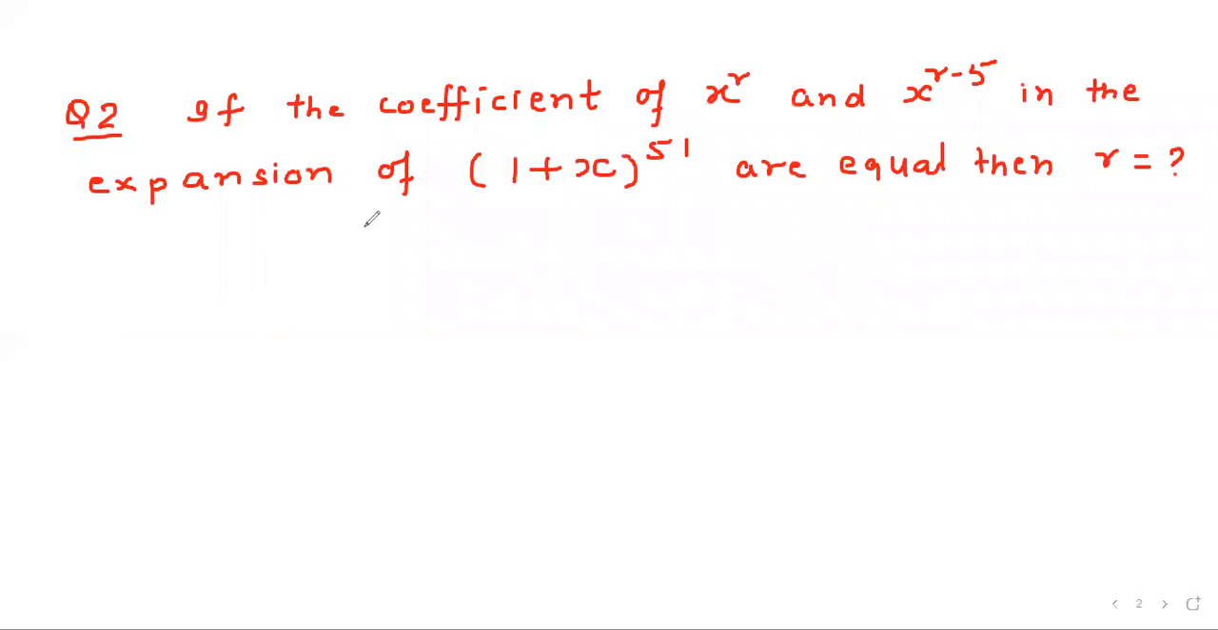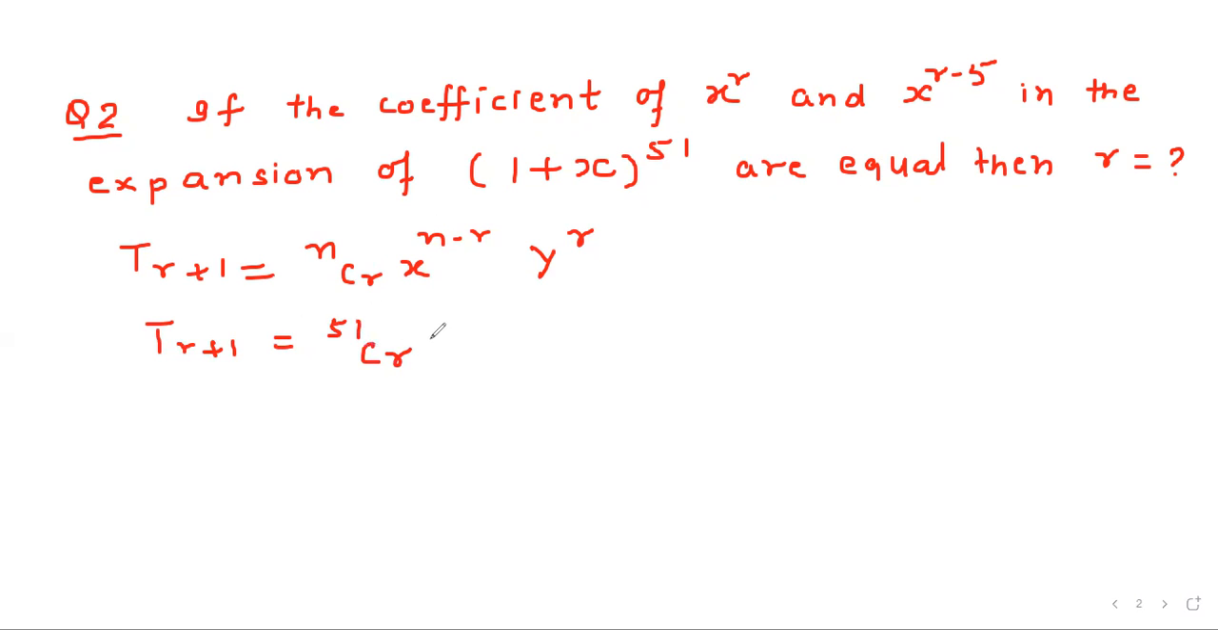Consider the next question. If the coefficients of x power r and x power r minus 1 in the expansion of (1 plus x) power 51 are equal, then r equals to. So first we write the general term. T(r plus 1) is given by nCr x power n minus r y power r. So here T(r plus 1), and n is 51, 51Cr, and x is 1, so only x power r, because y equals x here.